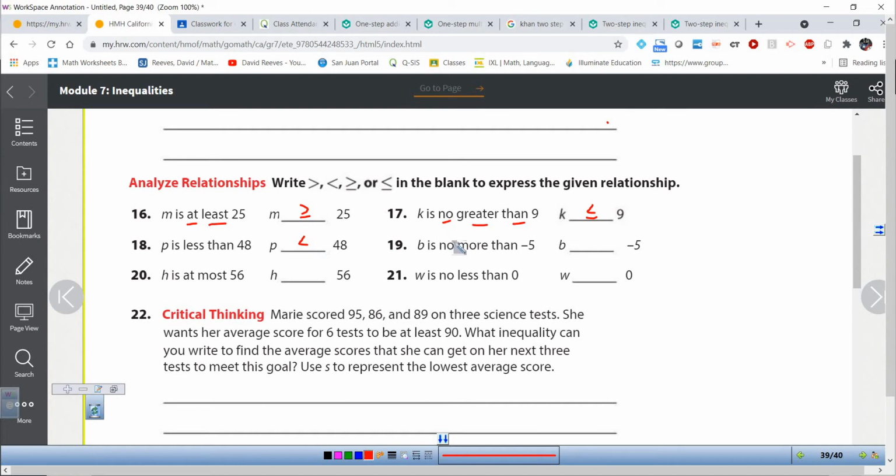Is no more than, again, if you put a T, is not more than. What numbers are not more than -5? Well, it can equal -5, right? Or it can be less. So if it is no more than, that means it's not more than, which means it has to be less than or equal to. Is at most. Well, if it's at most 56, it could equal 56, but it would have to also be less than.